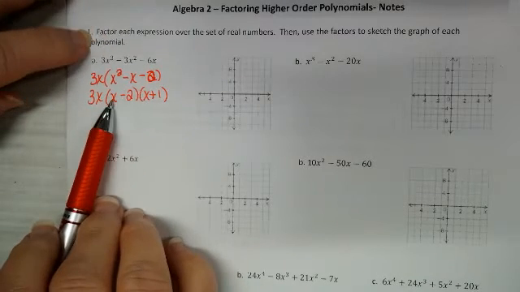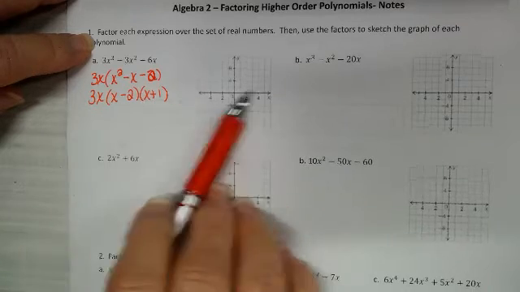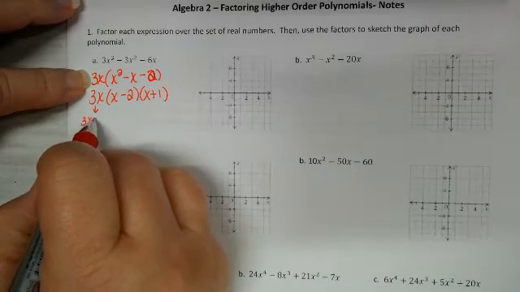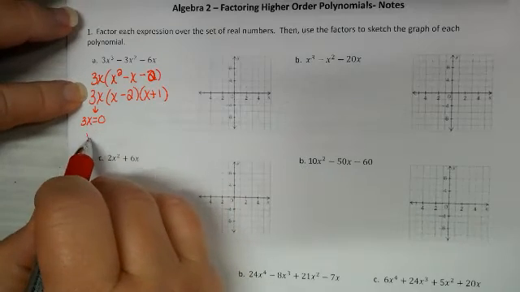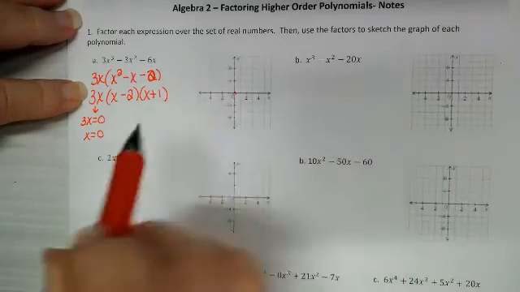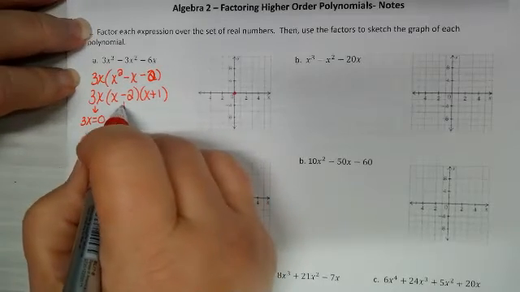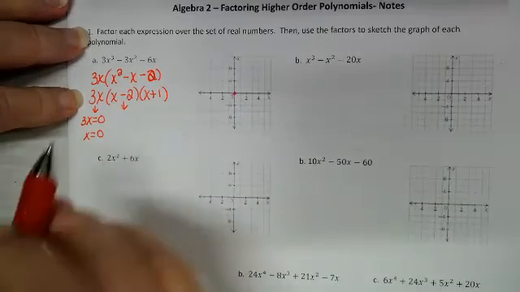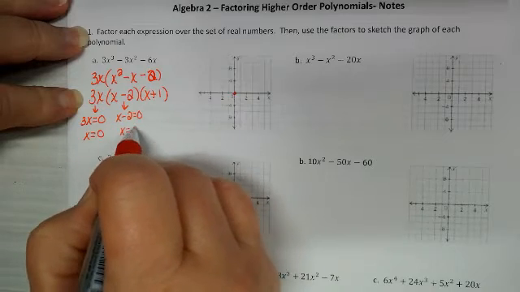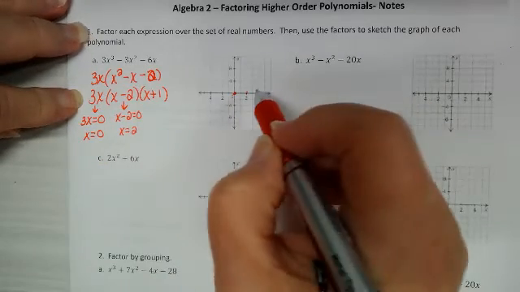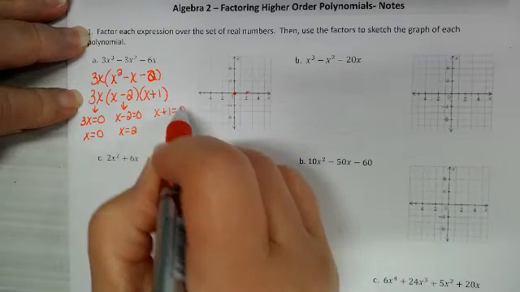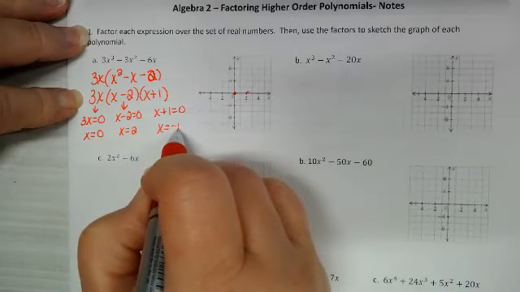Now we're going to use those to find the zeros, and that's going to help us with our graph. So first of all, we find out what makes 3x equal 0. Divide both sides by 3, and you get 0. What makes x minus 2 equal 0? Well, that would be 2. So I'm going to put a point at x equals 2. And what makes x plus 1 equal to 0? That would be -1.